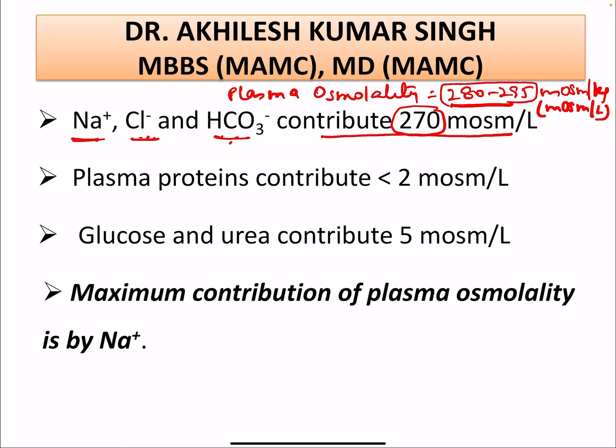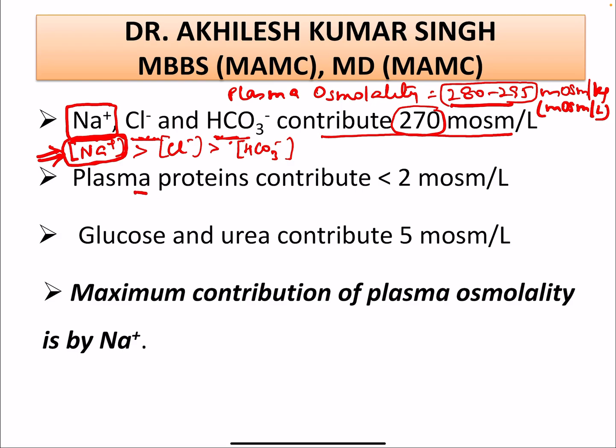Now out of the sodium, chloride and bicarbonate, the sodium ion concentration is more than the concentration of chloride and bicarbonate. The concentration of the sodium ion is more than the concentration of the chloride ion, which is more than the concentration of the bicarbonate ion. So out of these three, the sodium ion will contribute maximum to the plasma osmolality.